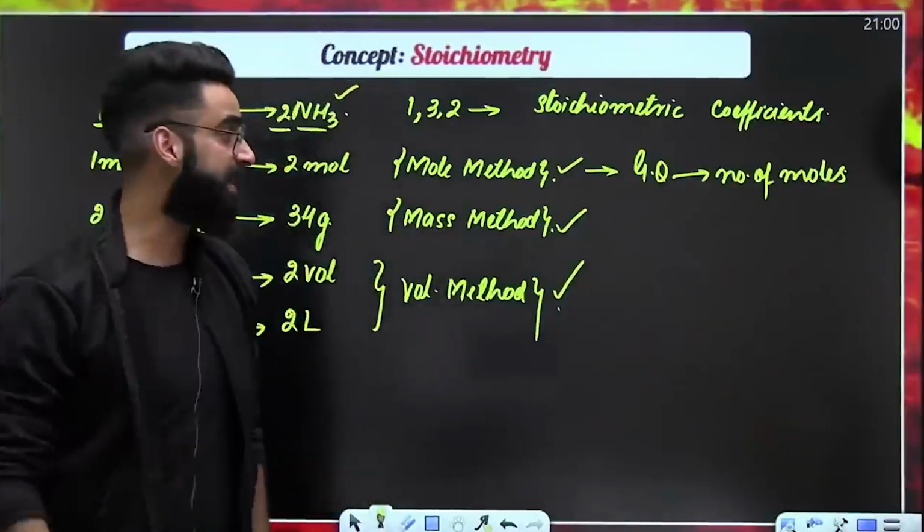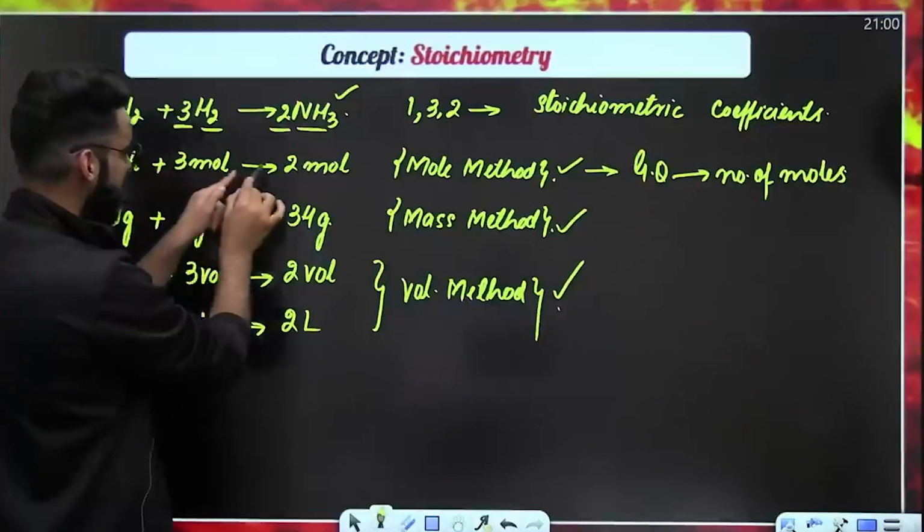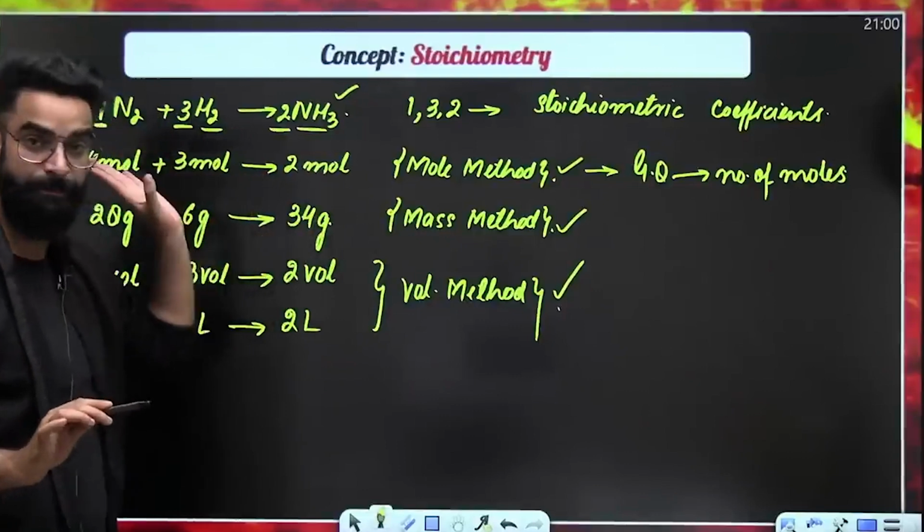Second step will be to convert the given quantity into number of moles. And third step, write the similar type of a statement. This will be the third step. Write the similar type of this in terms of mole.